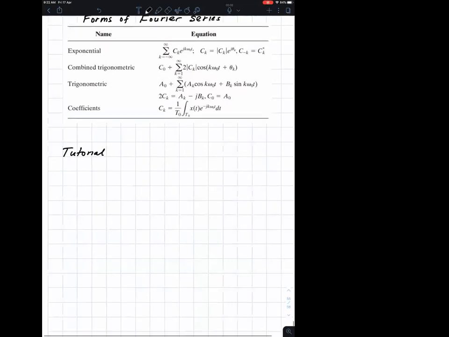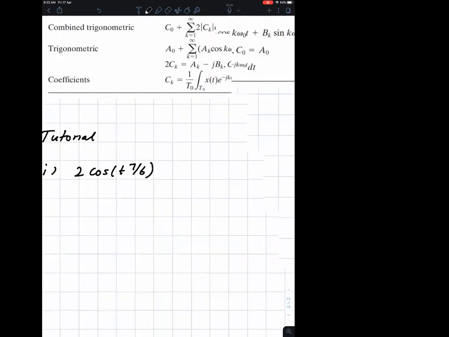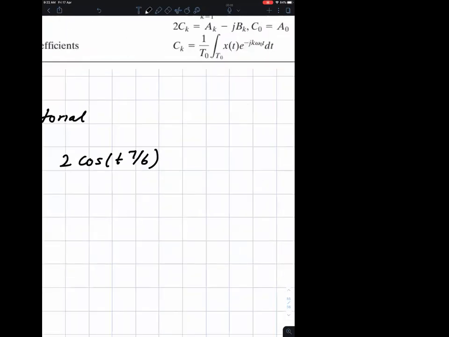So if, for example, you have something like this, 2 cosine t 7/6. So what is the period? Is this periodic? Can somebody answer, please?